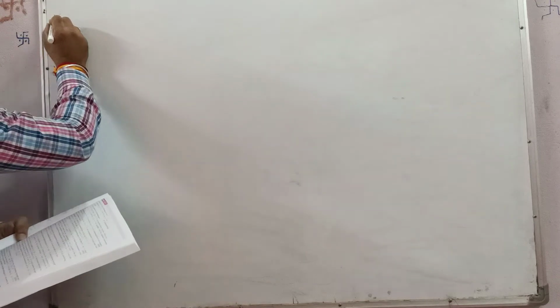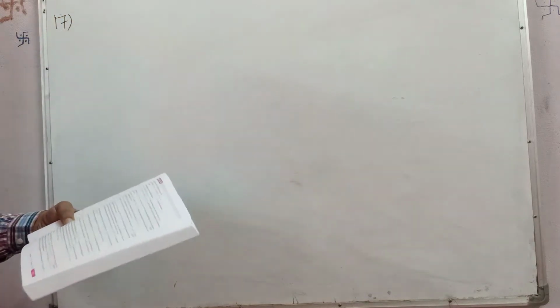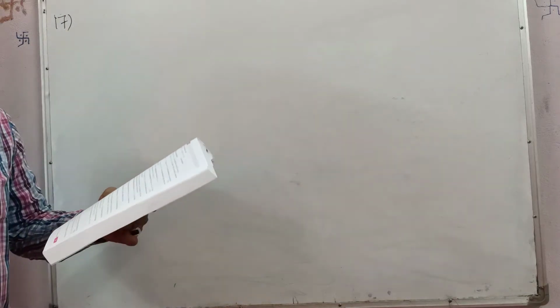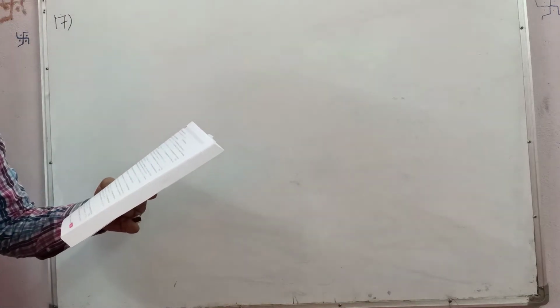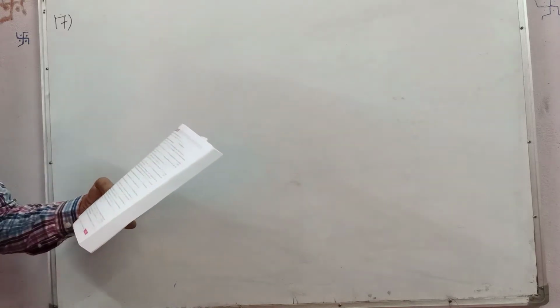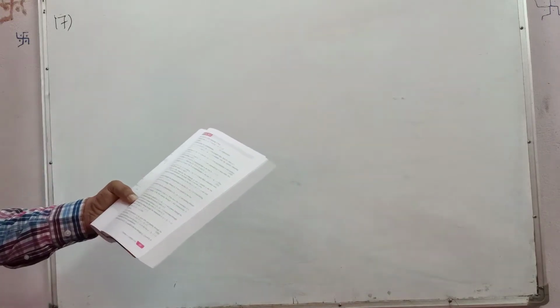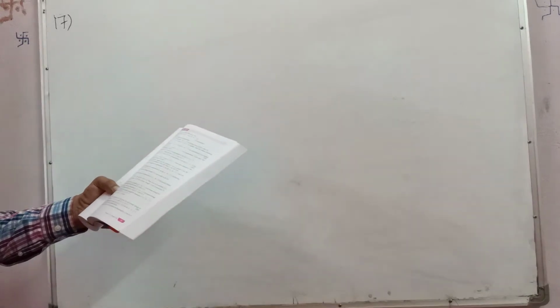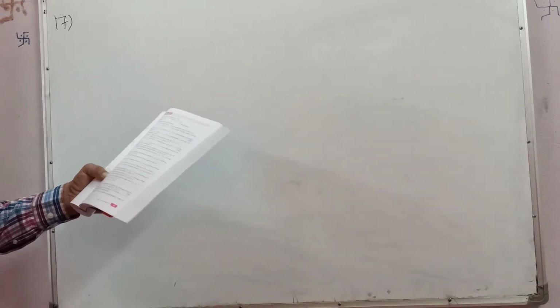Now question number 17. Find the equation of a straight line passing through the intersection of 2x plus 5y minus 4 is equal to 0 with x-axis and parallel to the line 3x minus 7y plus 8 is equal to 0.